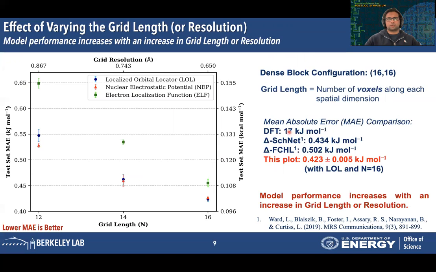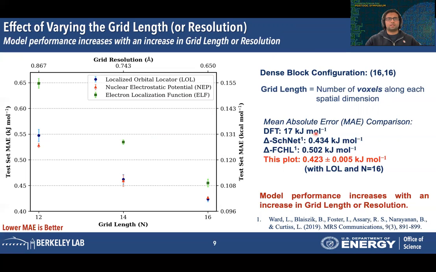And the results clearly show an improvement in model performance with an increase in grid length, which makes sense because the higher the input grid resolution, the more detailed interatomic features would be available to the model to help it distinguish between different molecular patterns. The best result in this plot is 0.42 kilojoule per mole, which is better than the previously reported results using the delta SNET and delta FCHL models for the same data set.